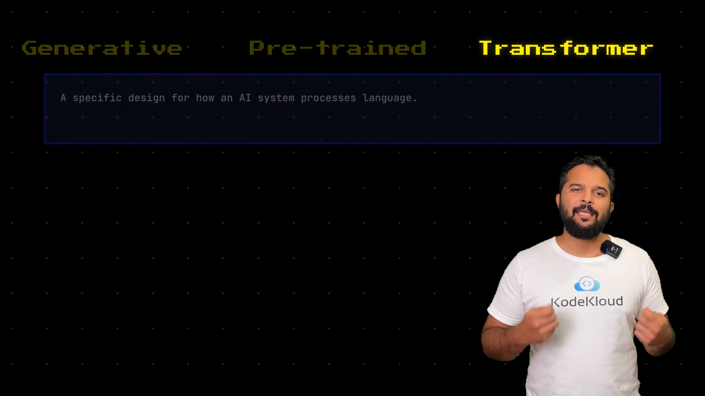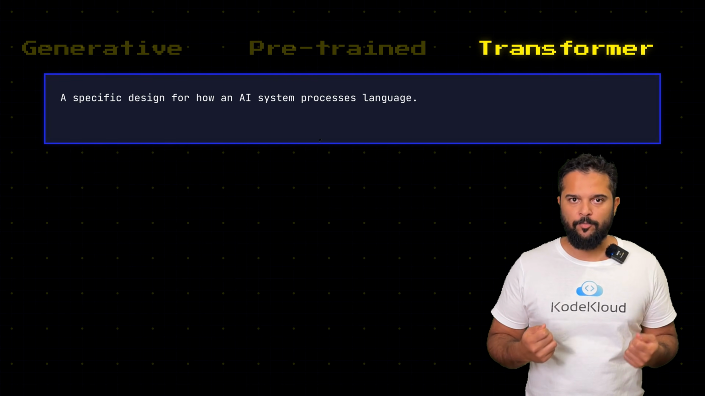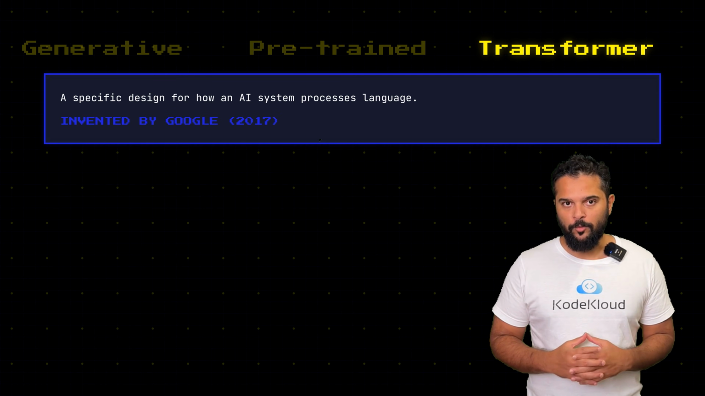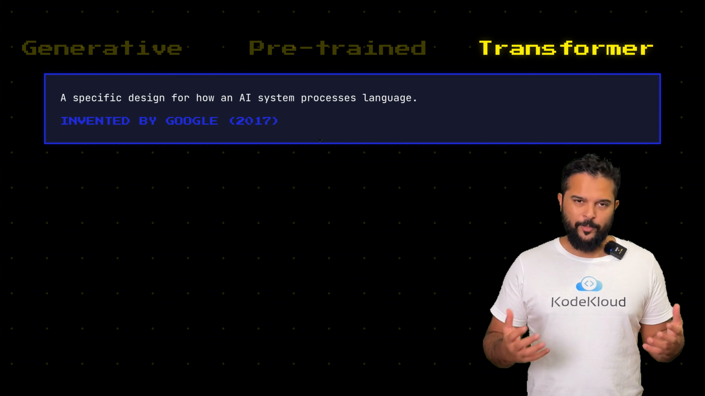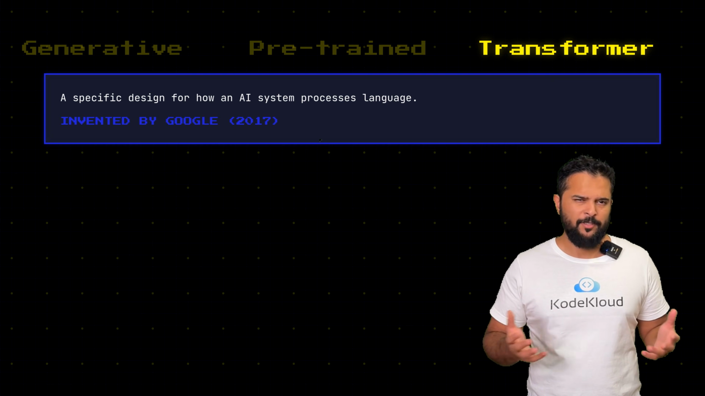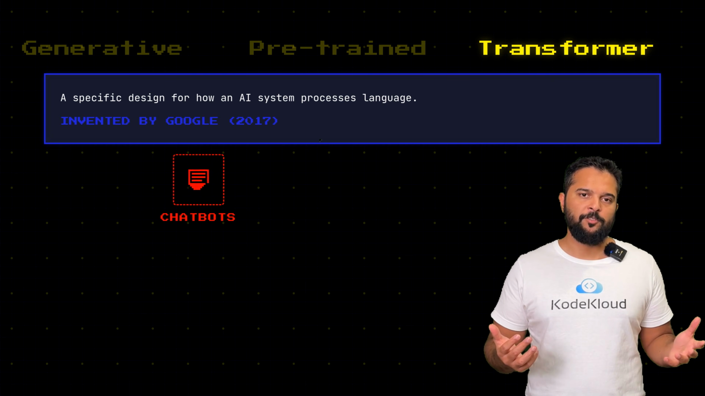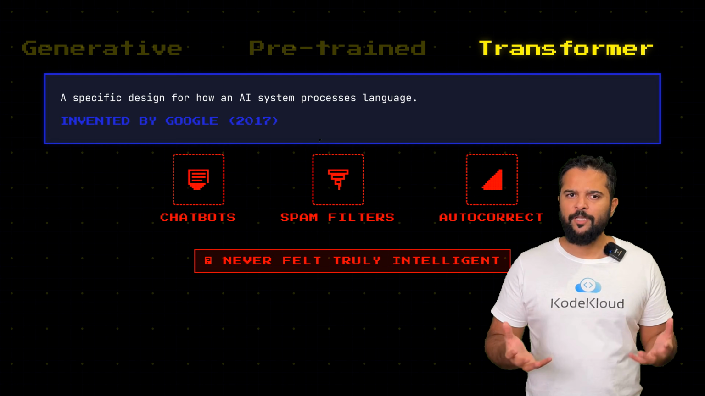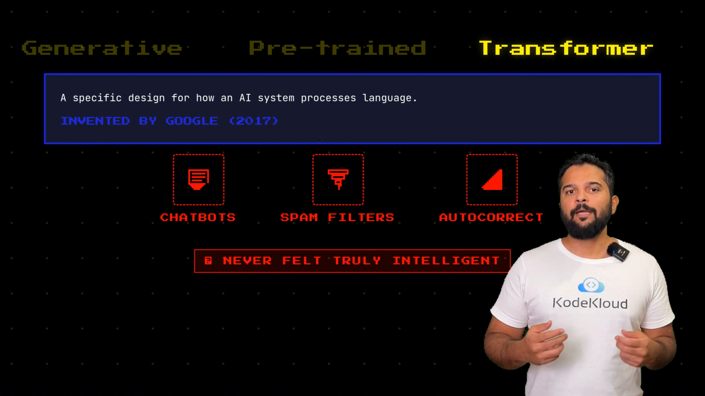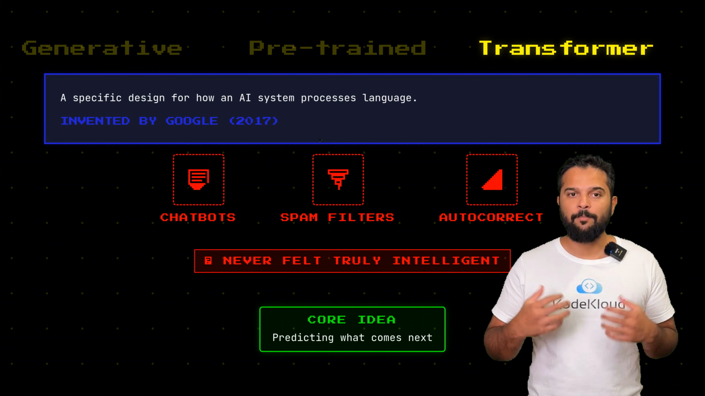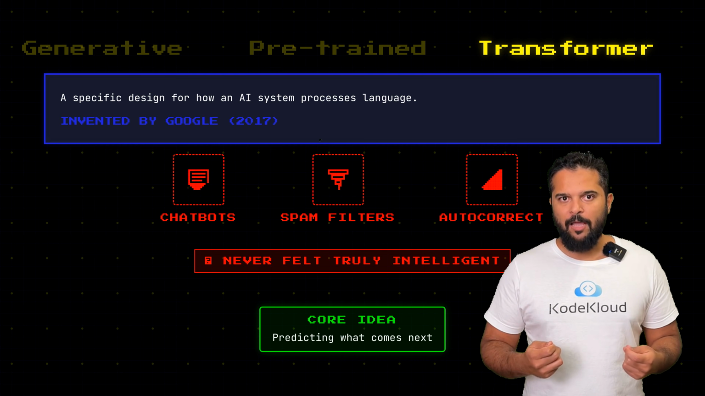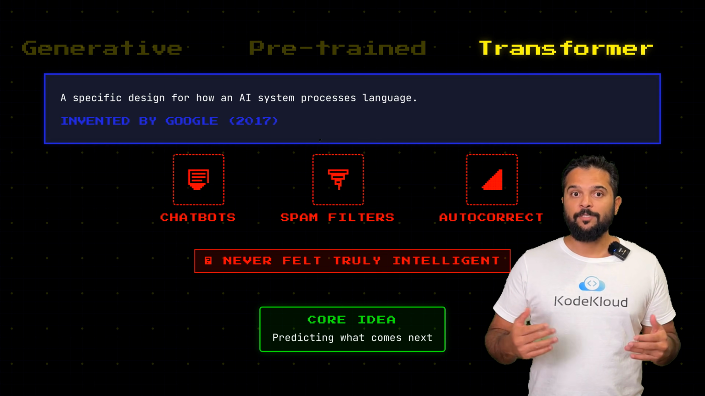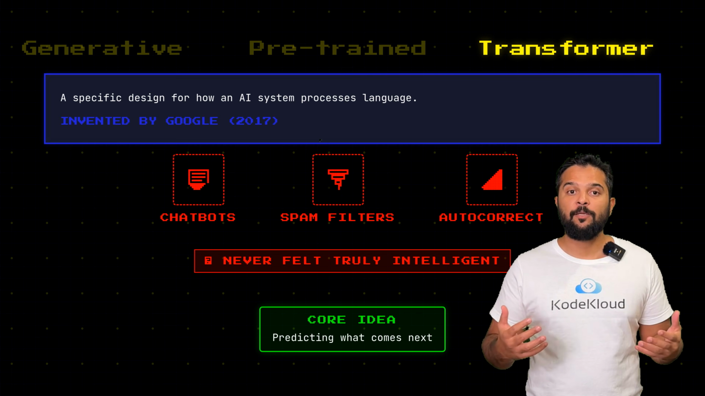A transformer is a specific design for how an AI system processes language. It was invented in 2017 by researchers at Google. AI existed long before 2017. Many of us had already used some form of it: chatbots, spam filters, autocorrect, but it never felt truly intelligent. So what changed? At its core, AI works by predicting what comes next. Given some input, it makes its best guess about what follows. That basic idea hadn't changed. What changed was how well AI could do it, especially with language.